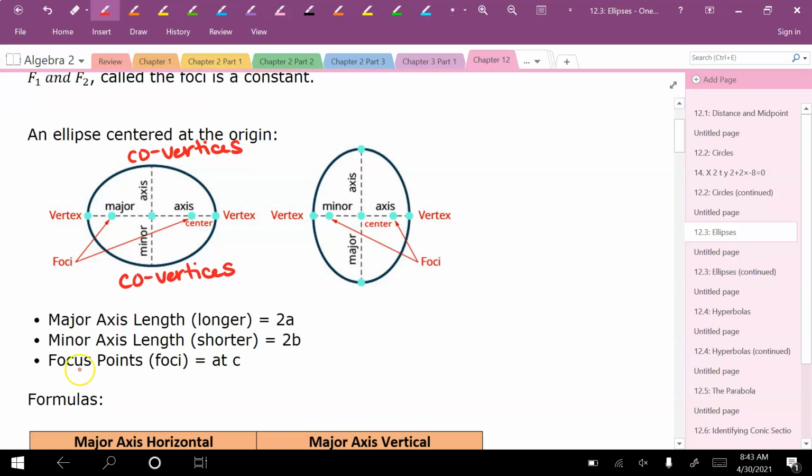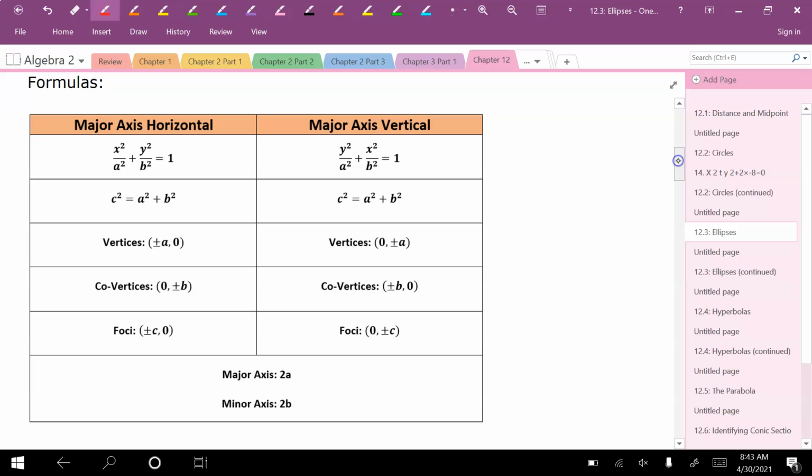And then, like I said, your focus points or your foci, those are going to be at C. So they're going to use these letters like A and B and C to talk about these different things. So A always refers to the major axis, B refers to the minor, and C refers to those focus points. So down here, we have this chart that has 2 different major axes. So your major axis is either horizontal or it's vertical. And for these ones, it's all based off of the A value. So A should always be the bigger number.